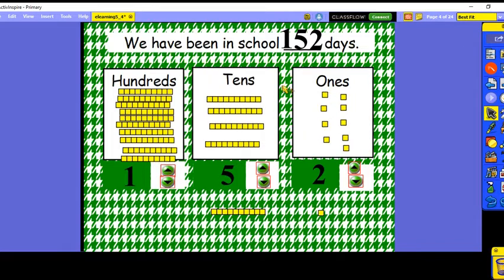Okay, so let's make our way up to 10 ones here. 2, 4, 6, 8, 9, and 10. Here's 10 ones, 2, 4, 6, 8, 10. So what we're going to do is change these 10 ones out for a 10. And now we're going to put the 10 in our tens place. Okay, now we still have 2 ones for 52.